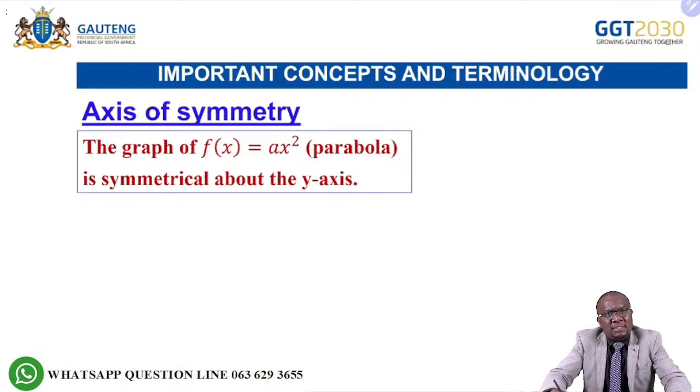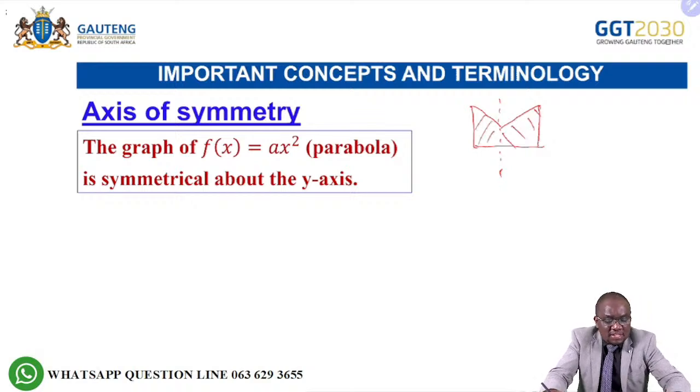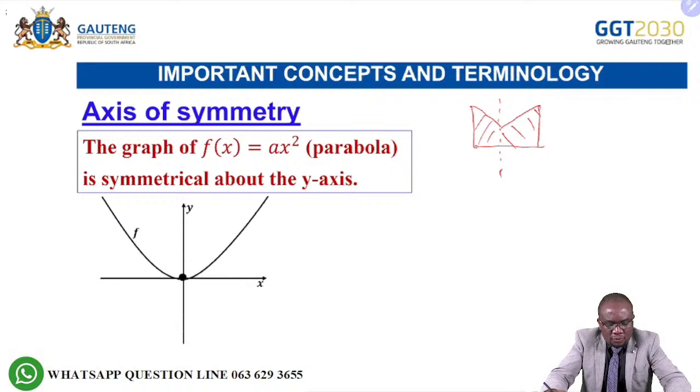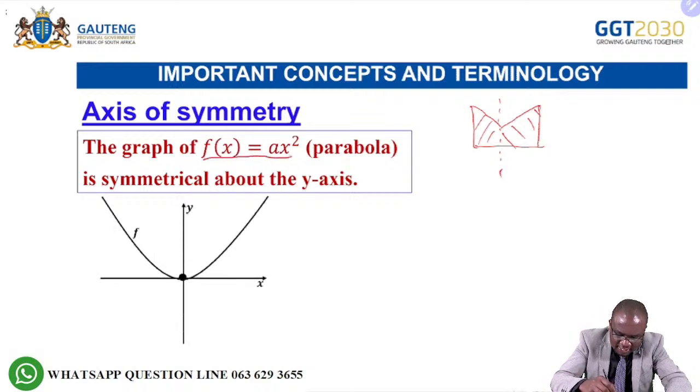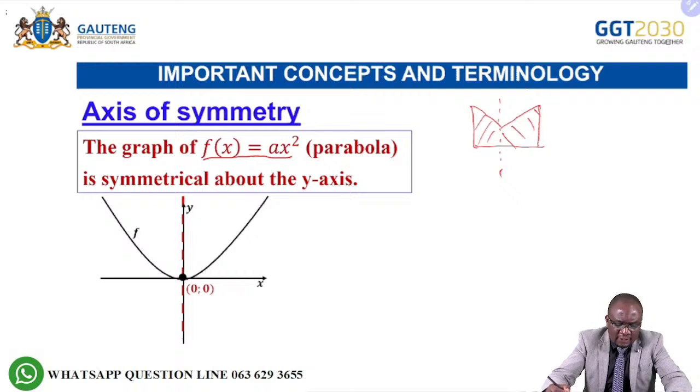Then there's the axis of symmetry. We've been doing lines of symmetry even from primary. Do you know that? When I say, is this shape symmetrical? Let me draw this shape here. Is it symmetrical? Yes. If I draw the line here, you see this side is the same as this side. That's the line of symmetry there. So the axis of symmetry is like the line of symmetry. A parabola is symmetrical about the y-axis. This one, f of x is equal to ax squared. It is symmetrical about the y-axis. So this is the line of symmetry, the axis of symmetry. Now, what is the equation of this line?